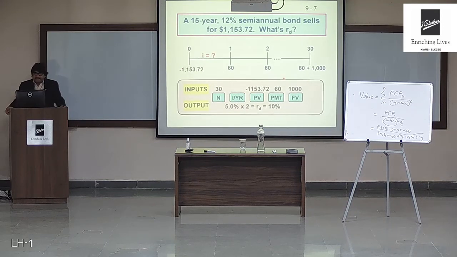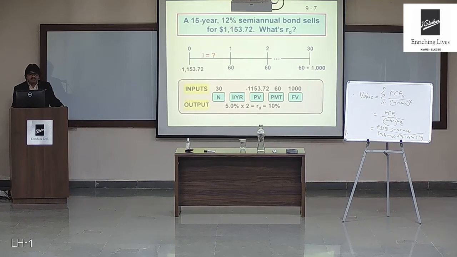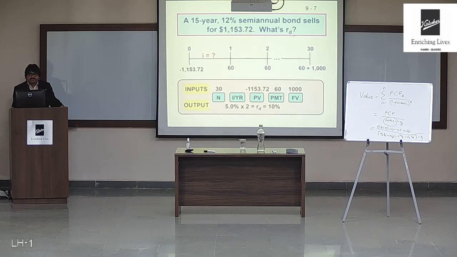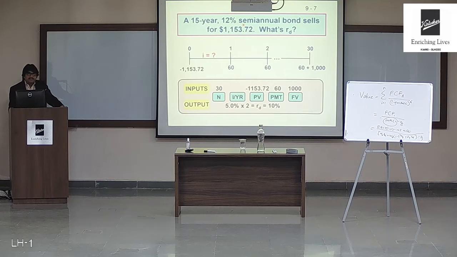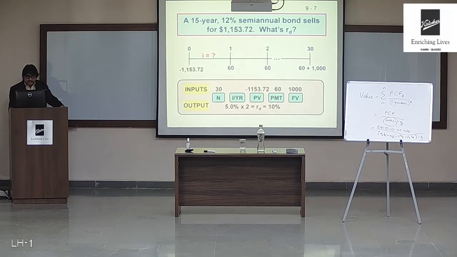Now suppose you want to find the yield on a particular bond which the company has issued. If there is a 15-year bond issued by the company with a 12% coupon rate paid semi-annually, and the present price of the bond is 1153.72, what is the yield on this particular bond? You can use the calculator, or you can use the formulas we studied in the first module, using the time value of money, and then you can calculate. In this example it is 10%. So the yield on the bond which the company issued for 15 years maturity, with a 12% coupon rate paid semi-annually, is a cost of 10%.